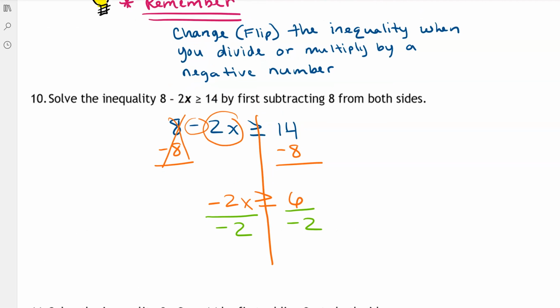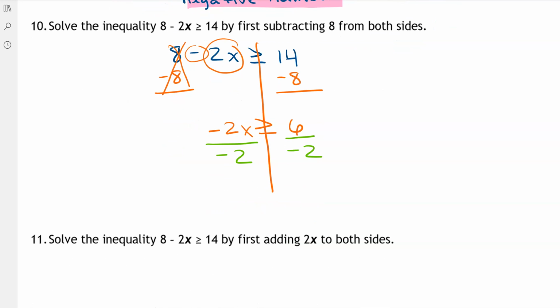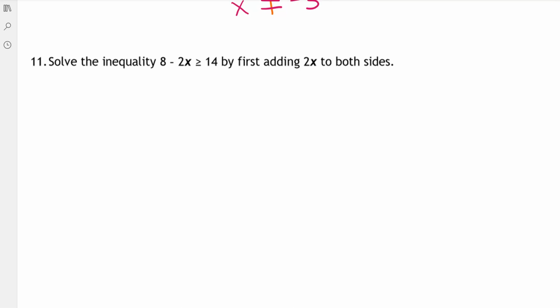So remember this rule up here? Whenever this is divide or multiply. So this is dividing. We're dividing here by a negative. So we're going to have to flip this inequality. I'm going to do that first so I don't forget to do it. I know I'm dividing by a negative, so I'm going to flip this around. And so these cancel out. I'm left with x. And 6 divided by -2 is going to be -3. So that is going to be our final answer.